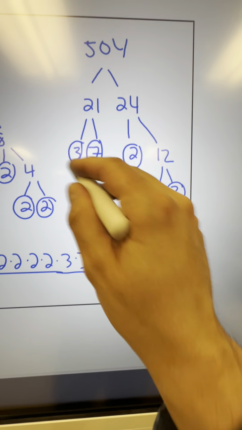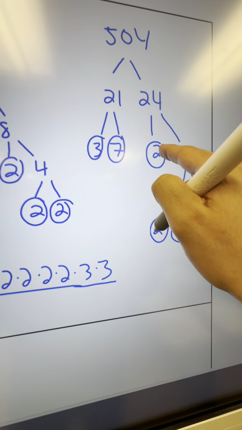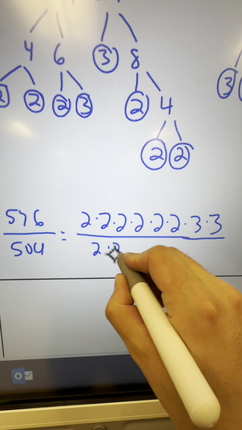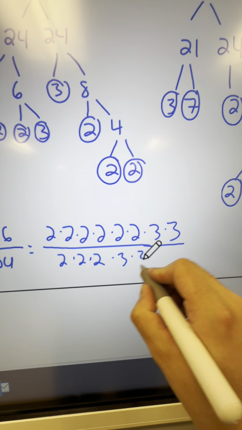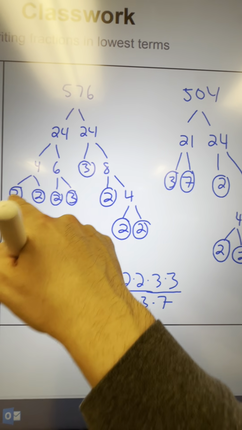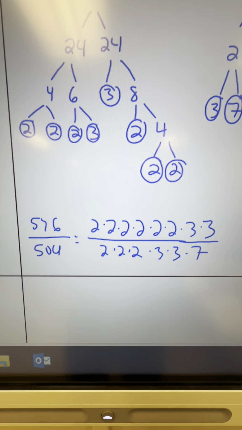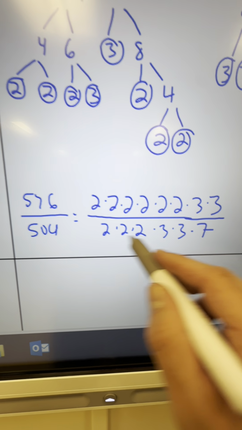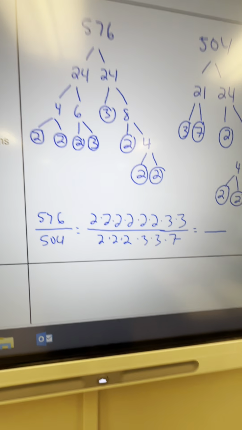So I have 6 total numbers, so make sure you have 6 in the end. I have 1, 2, 3 2s, so I'll do 1, 2, 3. I have 2 3s, so 1, 2, and then I have a 7. Always double check that the numbers you have here match these. And don't forget, when you multiply all these together, it should equal 504. When you multiply all these together, it should equal 576.